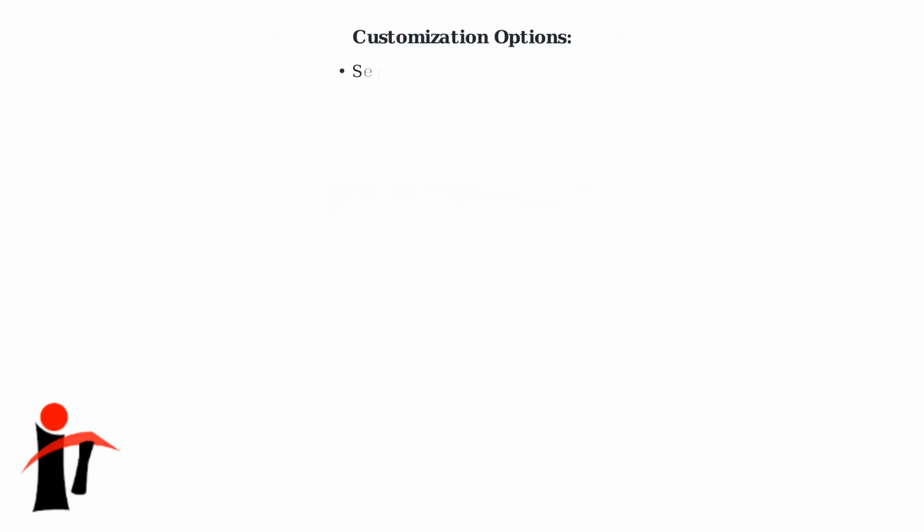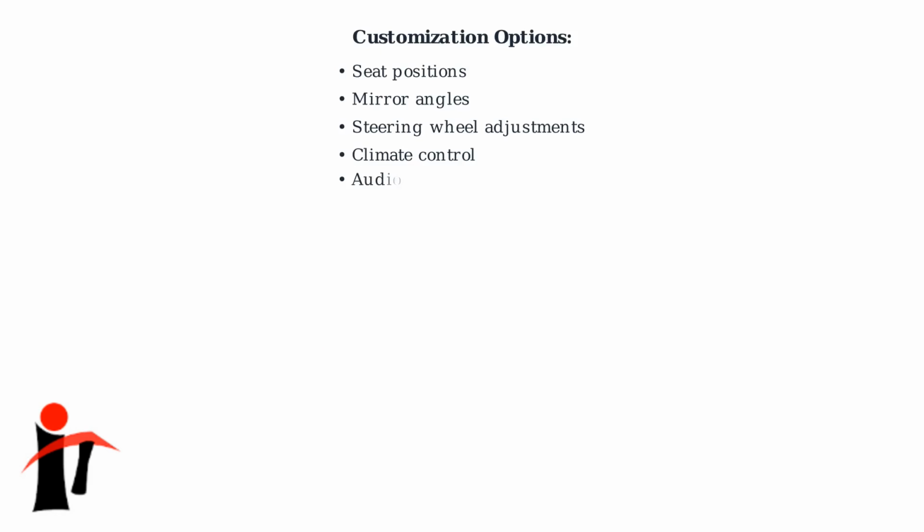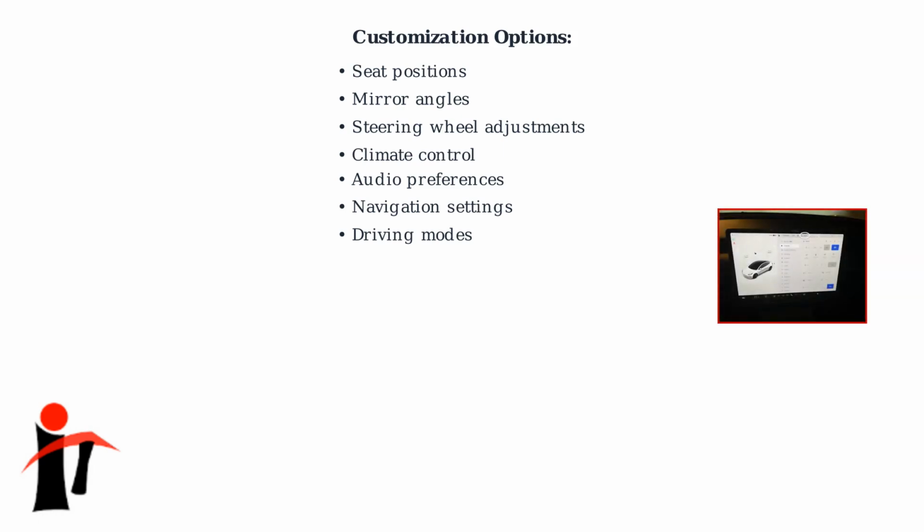You can customize a wide range of settings, including seat positions for optimal comfort, mirror angles for better visibility, steering wheel adjustments, climate control for temperature preferences, audio settings, navigation options, and even driving modes. These profiles are accessed through the vehicle's touchscreen controls, providing a seamless and intuitive way to manage personalizations.